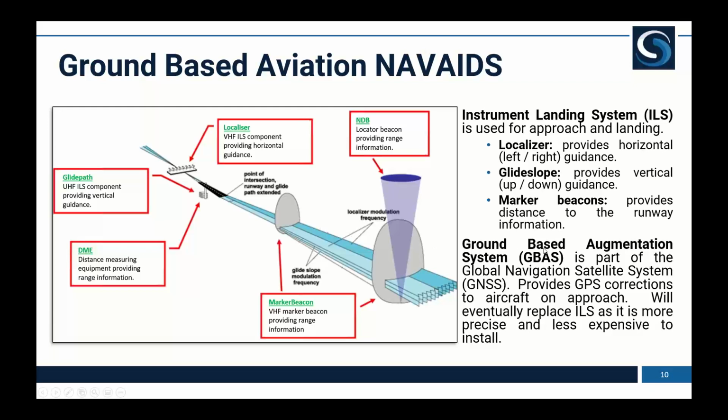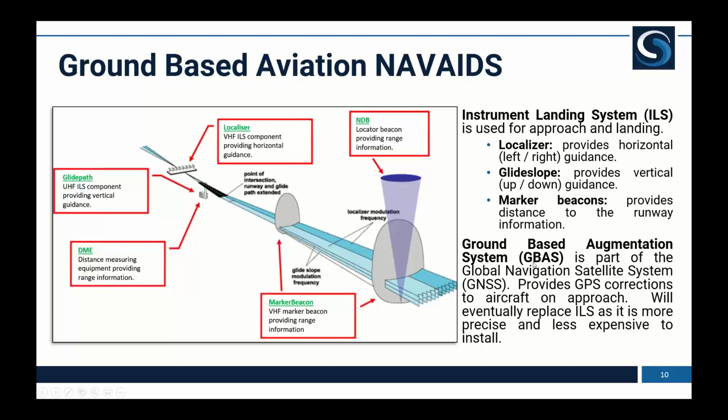You also have something called GBAS, or Ground-Based Augmentation System, which is part of the Global Navigation Satellite System, or GNSS. This system helps provide GPS corrections to an aircraft on approach. This is more next-generation NAVAIDS and will probably eventually replace ILS, as it is more precise and less expensive to install, but that's going forward, and this will be for more modernized airports. So for most jurisdictions, classical ILS, VORs, DMEs will be things to still have to consider in terms of interference and frequency coordination.